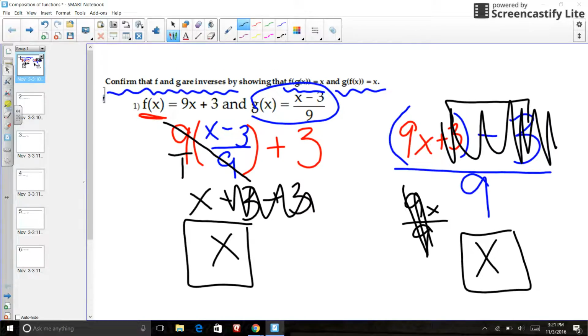So when I plugged my g of x function into f of x, I got x. When I plugged my f of x into g of x, I also got x. That means, good news, they are inverses because that is the whole point of the process. So what does it mean by they're inverses? It means that they would reflect over the line y equals x and equal each other, right? So let's try one more in this video.